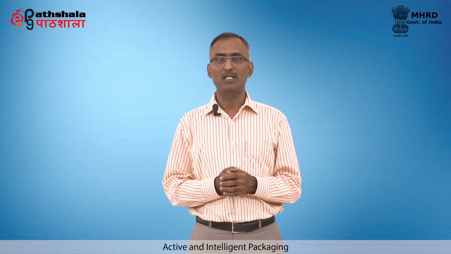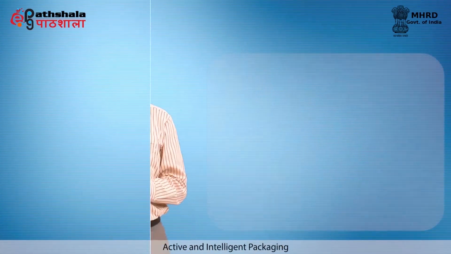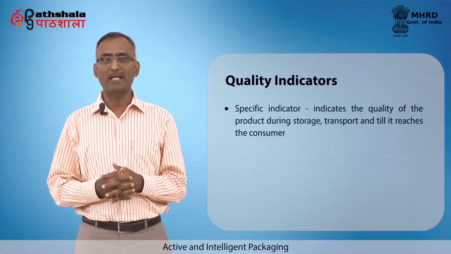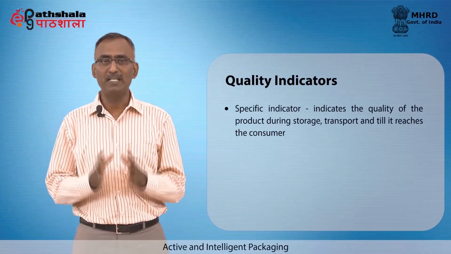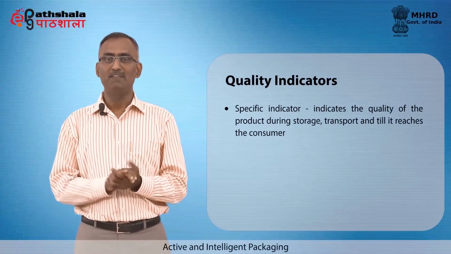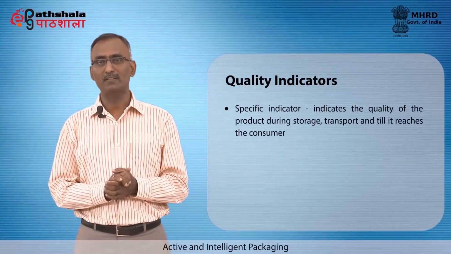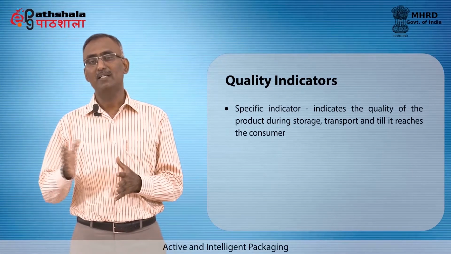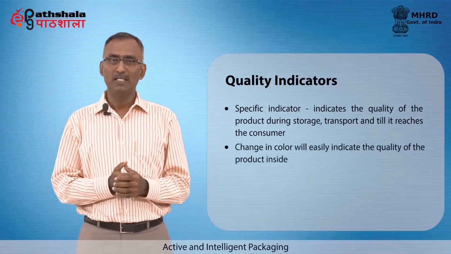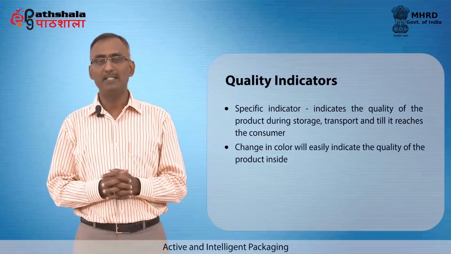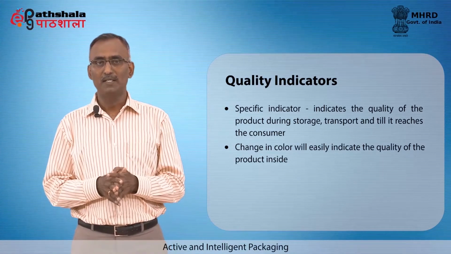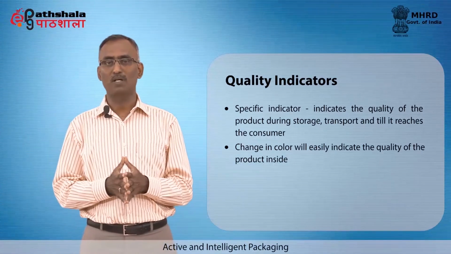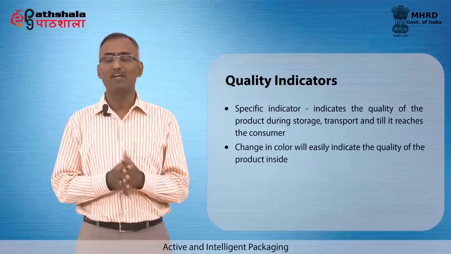Improving the product quality and product value. In this we will see the quality indicators first. As this type of intelligent packaging is indicative type, a specific indicator is attached to the package which indicates the quality of the product during storage, transport and till it reaches the consumer. A change in color will easily indicate the quality of the product inside. Despite quality indicators having very good application in knowing the quality of the food products, many products are not available in the industry.